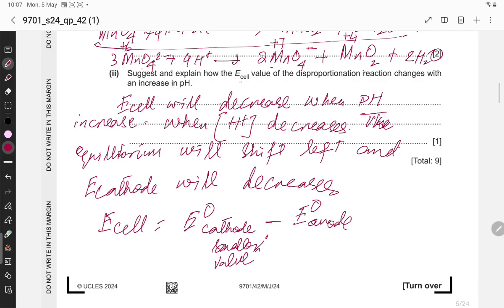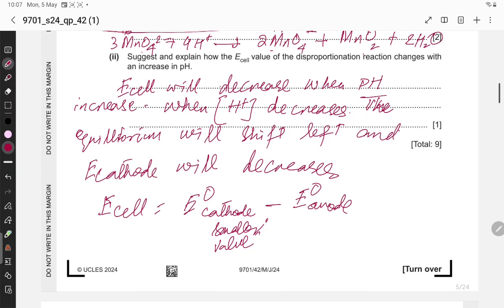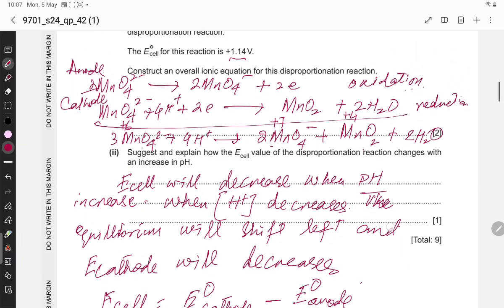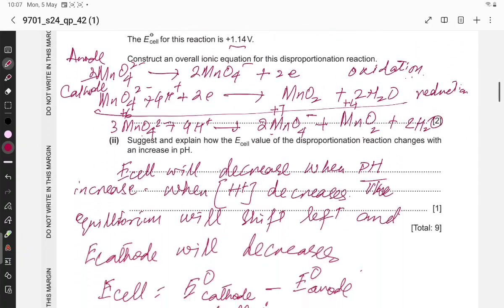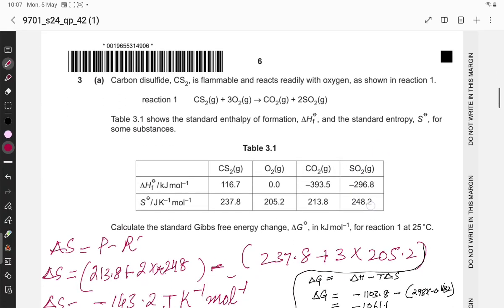Suggest and explain how the E cell value of the disproportionation reaction changes with an increase in pH. E cell will decrease when pH increases, because when the concentration of hydrogen ion decreases, the equilibrium will shift left and E cathode will decrease. So E cell is equal to E naught cathode minus E naught anode, which is a smaller value. Question number 3.